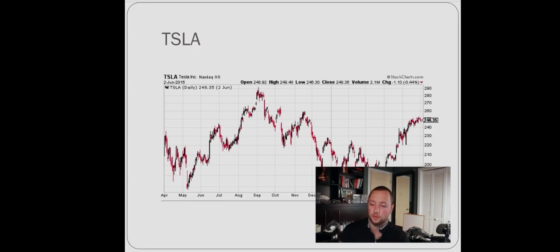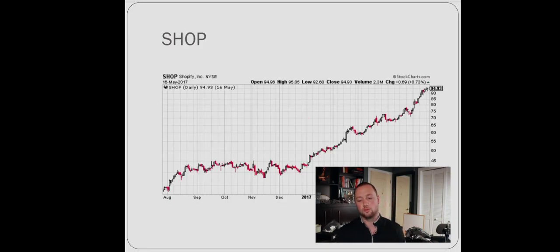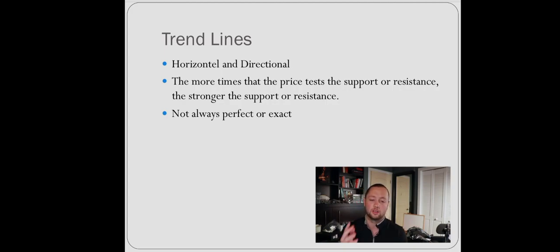So here's the Tesla chart we looked at with the big gains on the right side. The Shopify chart here, where it went from $40 to $94 just by identifying the horizontal trading pattern. And the last couple things I want to touch on are that these trading patterns and these channels can go in horizontal or directional patterns, and you can also just establish horizontal lines of support and resistance based on price levels. Now, the more times that the price tests the support or resistance, the stronger the support or resistance is.